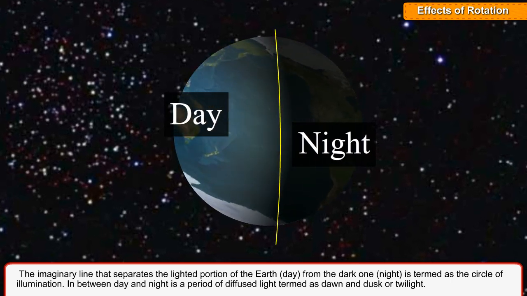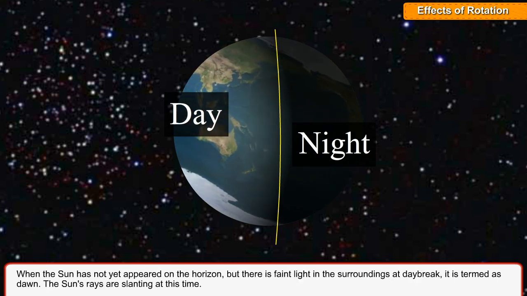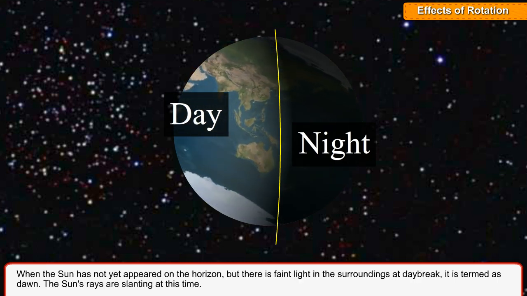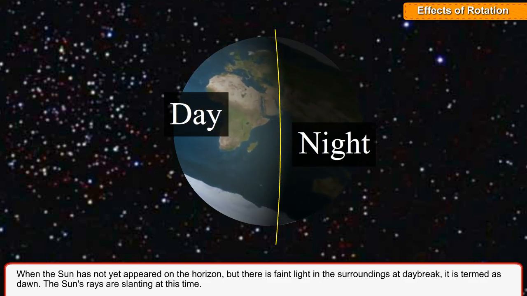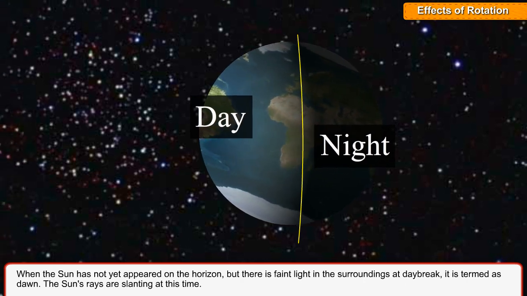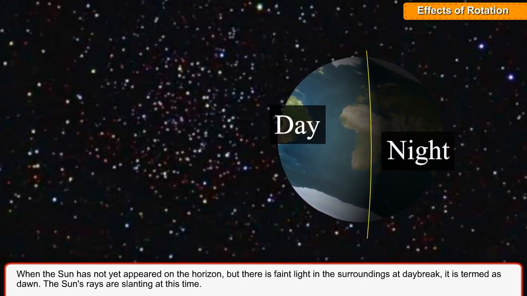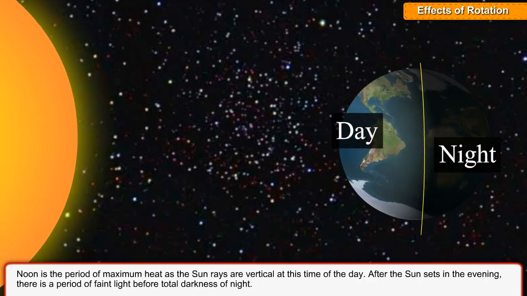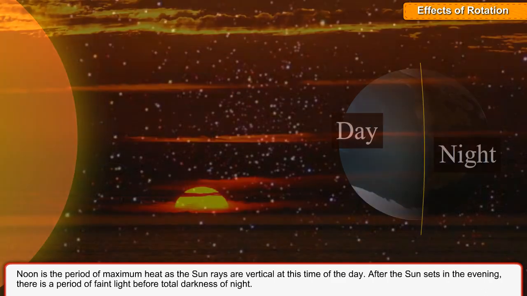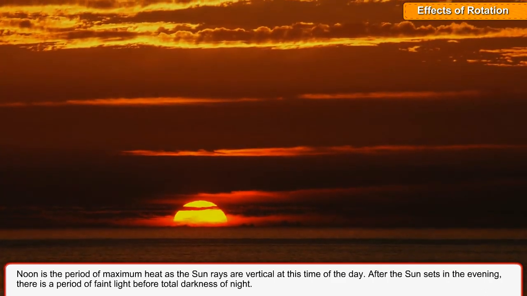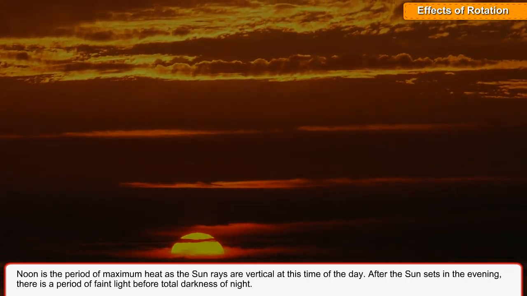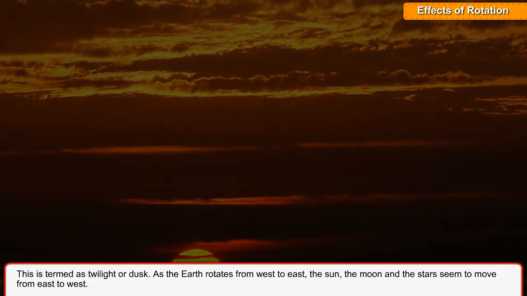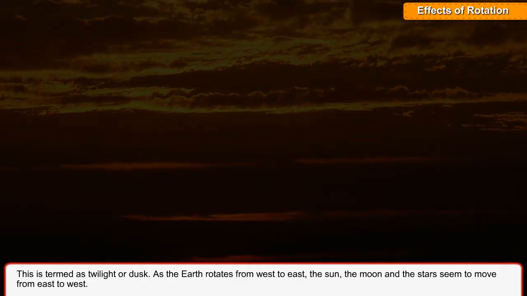or twilight. When the sun has not yet appeared on the horizon, but there is faint light in the surroundings at daybreak, it is termed as dawn. The sun's rays are slanting at this time. Noon is the period of maximum heat as the sun rays are vertical at this time of the day. After the sun sets in the evening, there is a period of faint light before total darkness of night. This is termed as twilight or dusk.